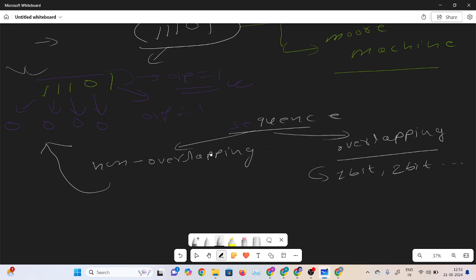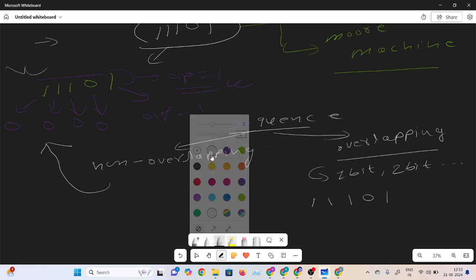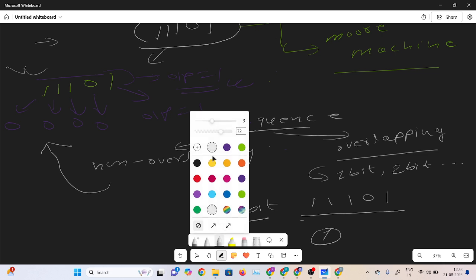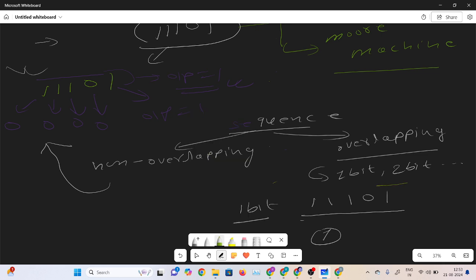Suppose this sequence is 1, 1, 1, 0 and 1. I am taking the example of the 1 bit overlapping. If the complete sequence is detected, then output will be one, otherwise output will be zero. If the next sequence starts, then we start from here, because the 1 bit overlapping is there. So from here I will start.